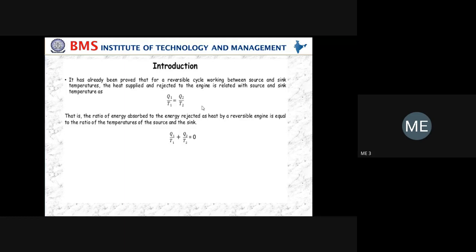Why minus? Can you tell me? Actually, the sign was missed here. Q1 by T1 equals minus Q2 divided by T2. What is the significance of the minus sign? Sir, for compression. Hmm? No, actually Q1 by T1, the minus sign was missed. It should be minus Q2 divided by T2. Why am I going to put minus? Why not plus? Can you tell me?